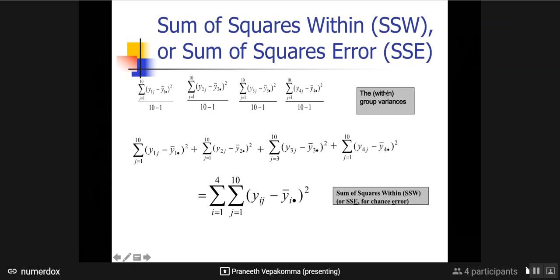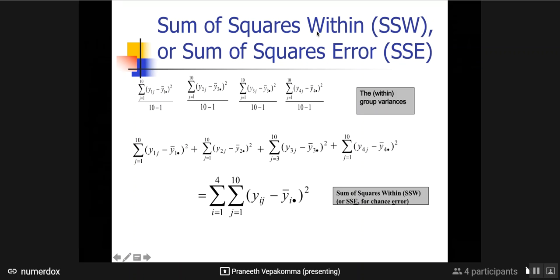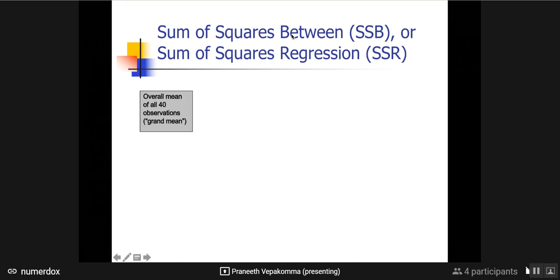All right. Now the idea was to look at within group variance and also between group variance. So this is the within group variance, which is these 4 numbers. You can sum them up. This is known as the sum of squares within. So basically you're adding these variances up, which will end up being the same as this value. And then now we want to look at between group variance.